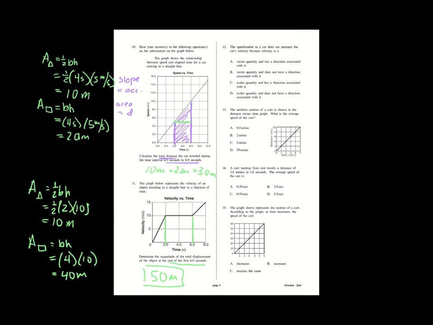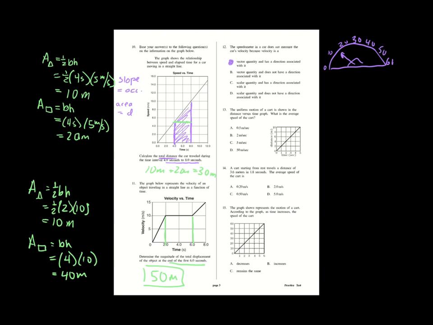Number 11. The speedometer in a car does not measure the car's velocity, but it measures speed. If you look at a speedometer on a car, it only tells you the numbers. Definitely the numbers are a lot higher, but you get the image. So speedometer only tells you how fast you're going. That's magnitude, speed. But velocity is the vector, because it needs direction with it, how fast and where. So velocity is a vector quantity and has direction associated with it, whereas speedometers only give you the value.